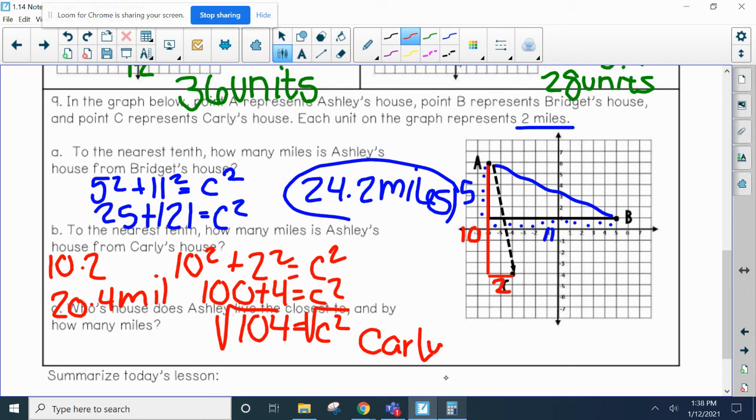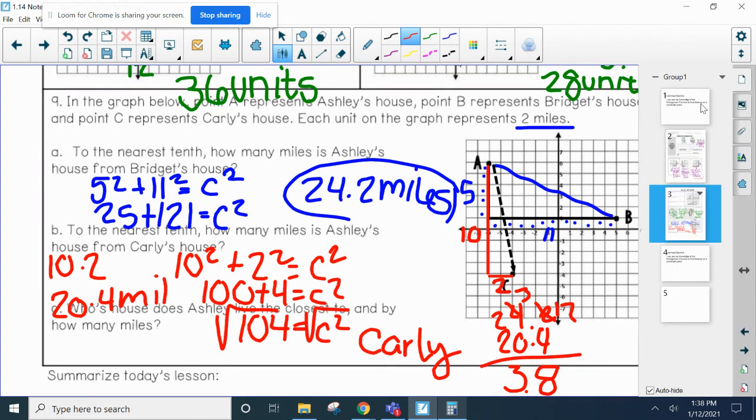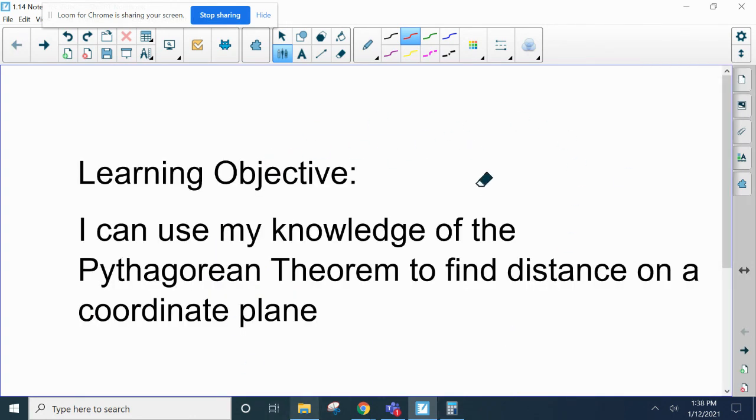Carly with no E. I was looking to see if there's an E. Carly is closer, and we could go ahead and say 20.4 from 24.2. So 3.8 miles. All right, so today our goal was to use the Pythagorean theorem to find the distance on a coordinate plane.